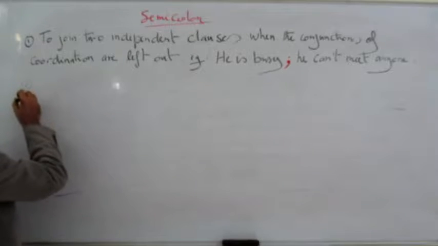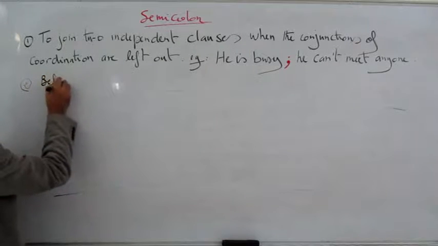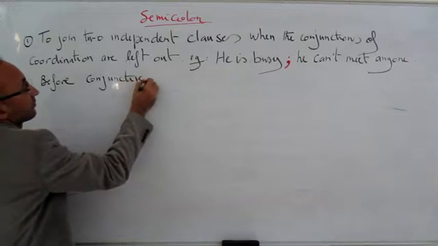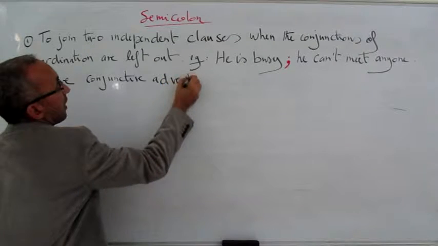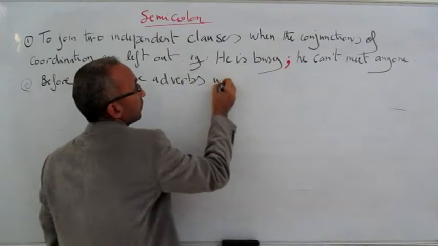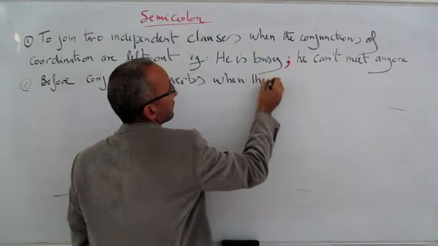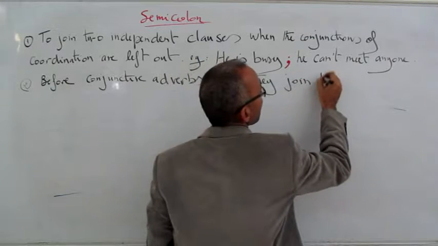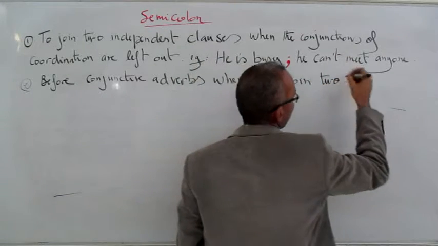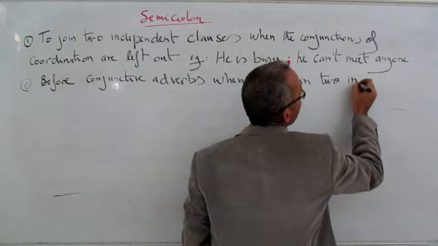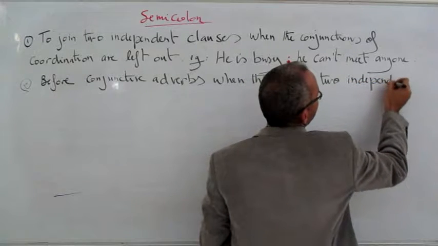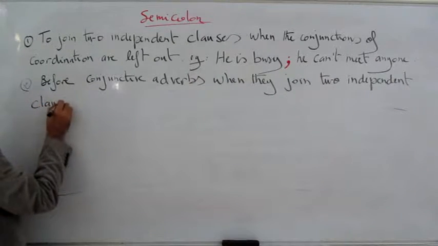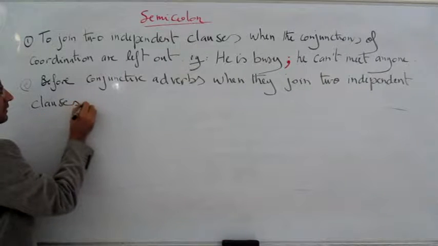So we write number 2. It is used also before conjunctive adverbs when they join always the same types of clauses, two or even more sometimes, independent clauses.